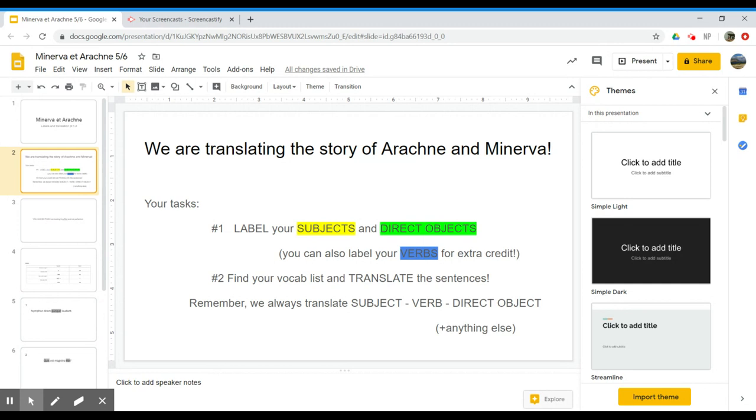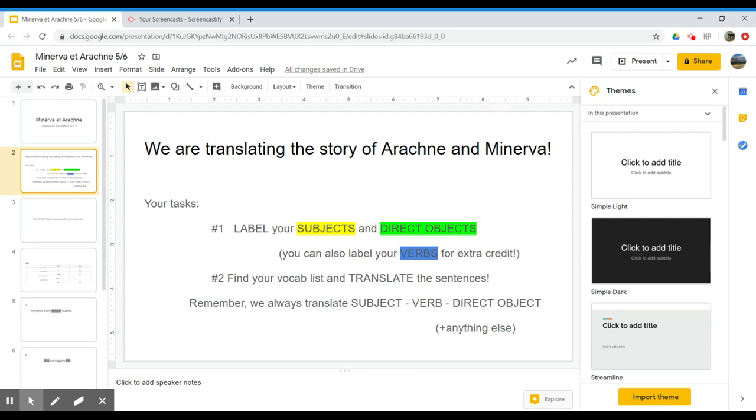I want you to label your subjects and direct objects. The way I'm going to do it is to label all my subjects by highlighting them yellow and label all of my direct objects by highlighting them green. You can also choose to write out the word next to them or give me an S or a DO to represent those things, either on top or below, in front of, after. Your choice, but be consistent, okay?